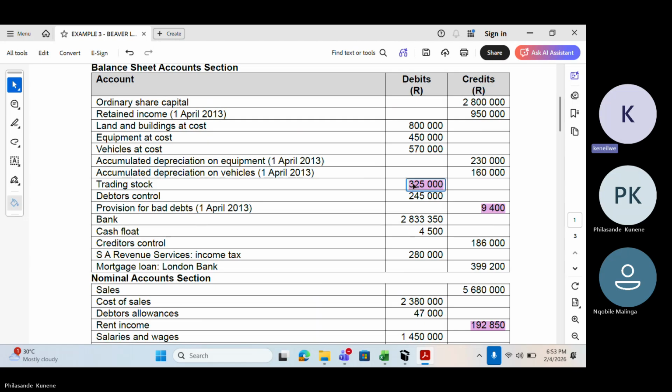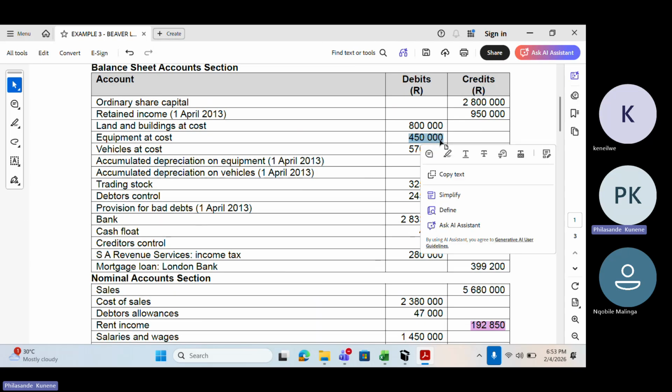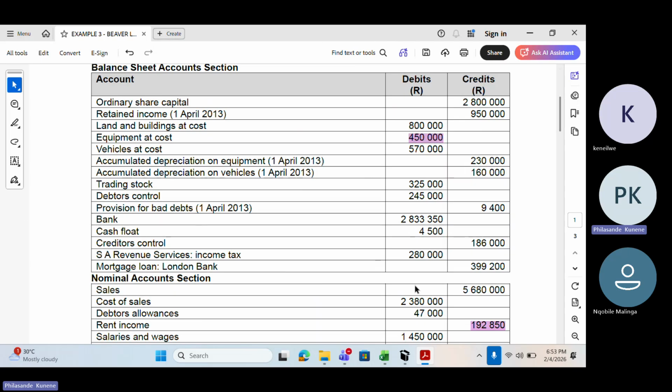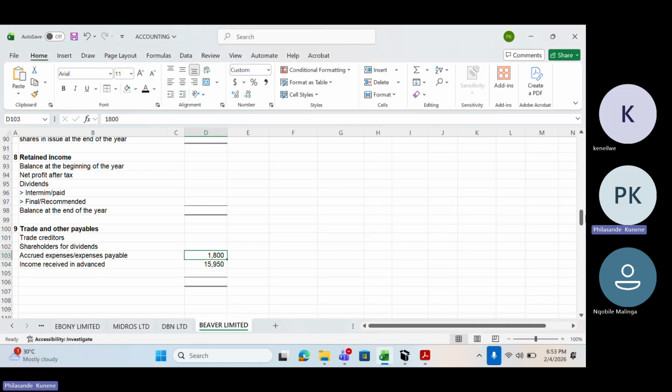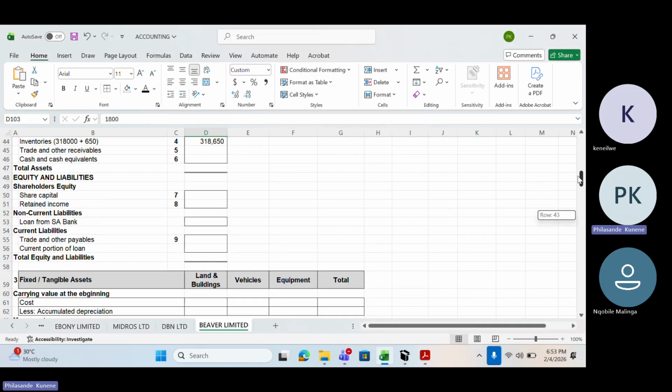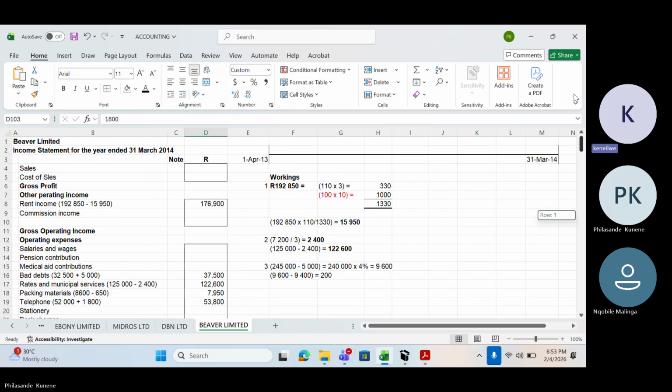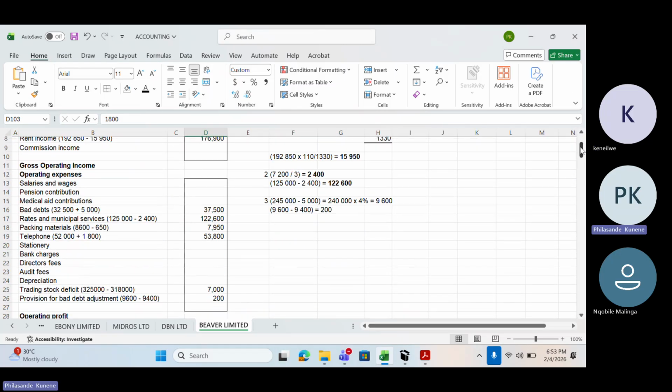You're going to multiply 450,000 by 10%. Let's see. 450,000, this is 10%, the cost price, isn't it? Yeah. Okay, so we need to do workings for this one. So I'll go to number 4.